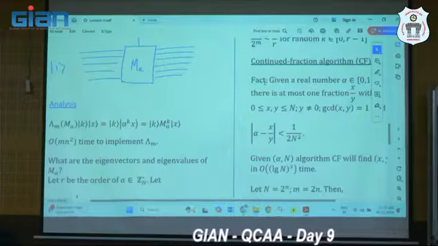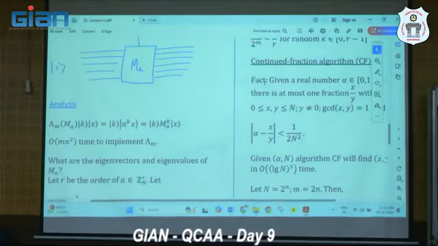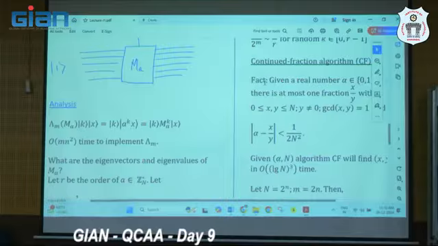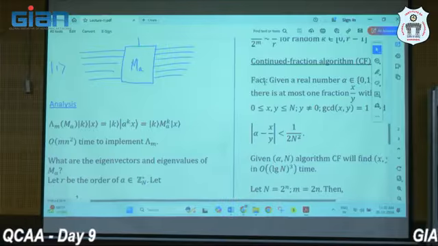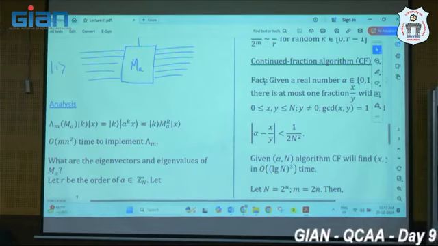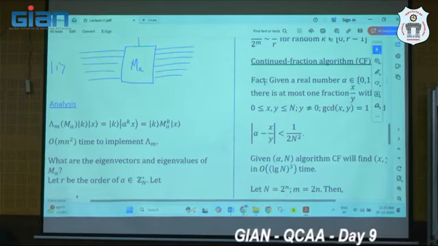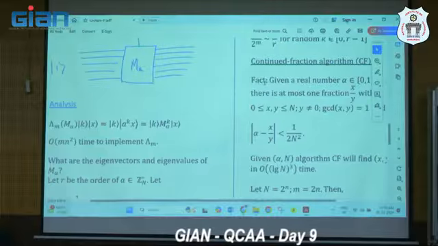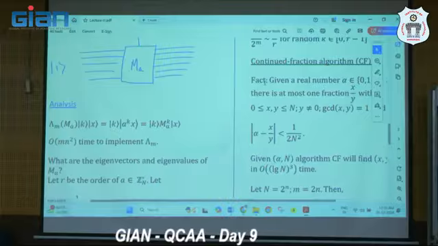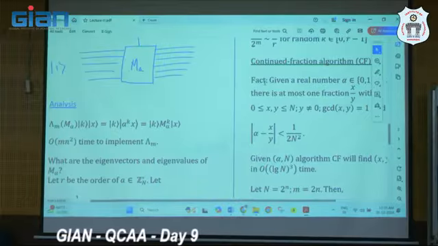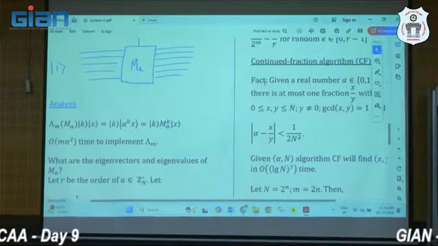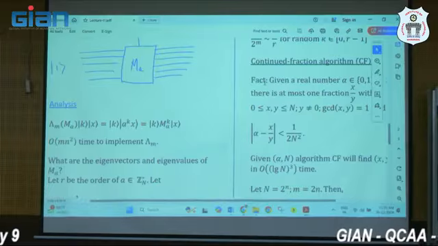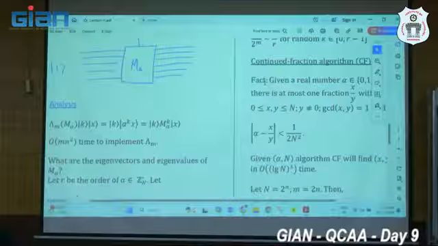Otherwise it may not have been possible to do u to the power k for a very large k in polynomial time. But because our u is a simple thing, which is multiplication, we can do even u to the power k for exponentially large k in polynomial time. Agreed? Because of this recursive squaring. Got it? Any questions?